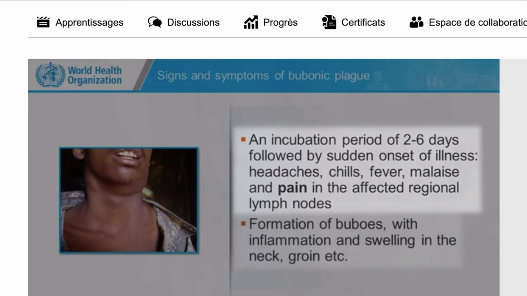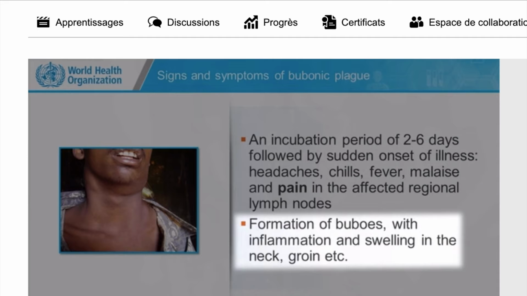So it appears as buboes, and for instance, in this picture, you have a large bubo under the jaw of this patient. So that's very inflammatory, there is a swelling, and as I said, that's very painful.